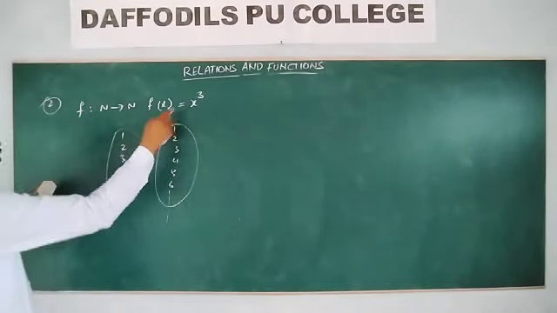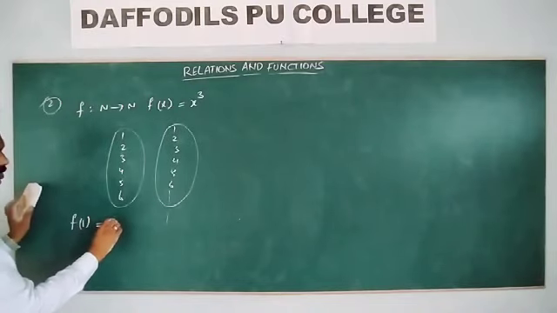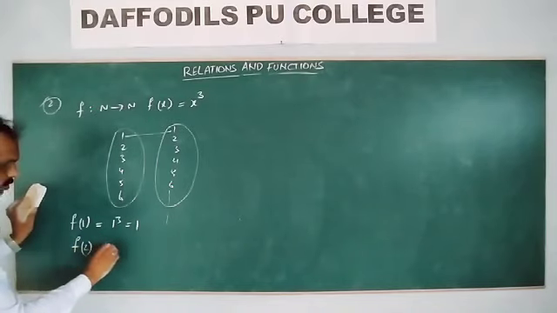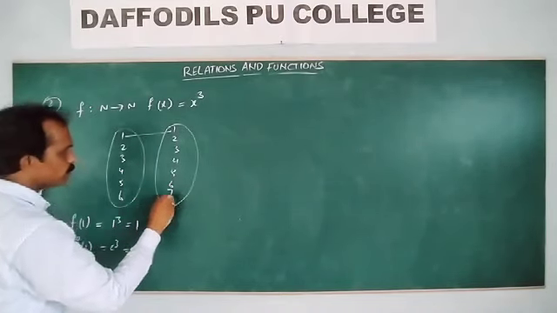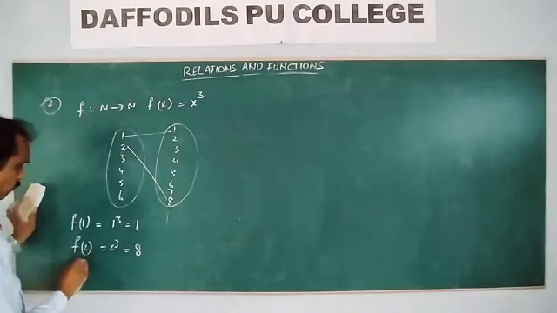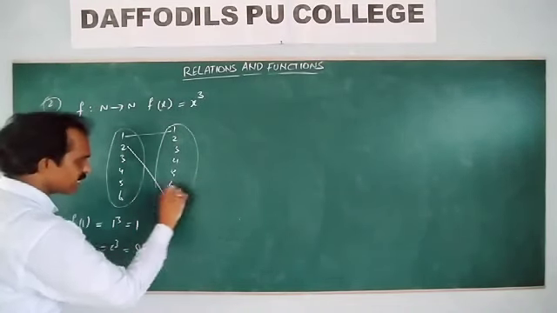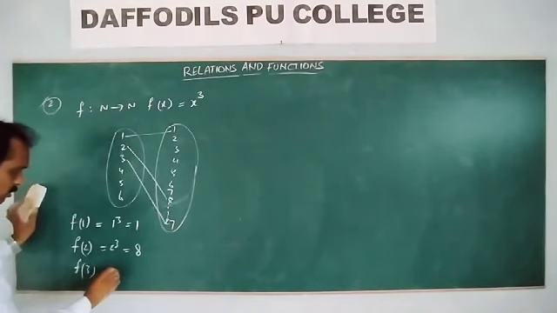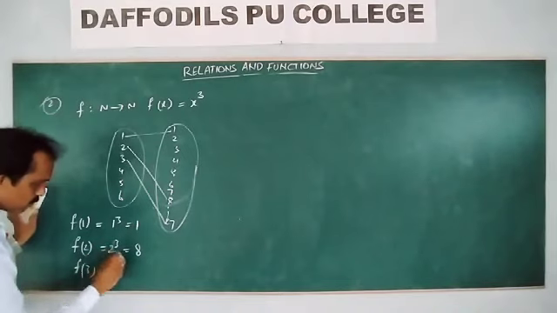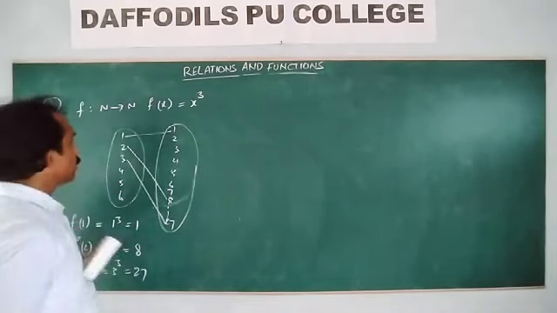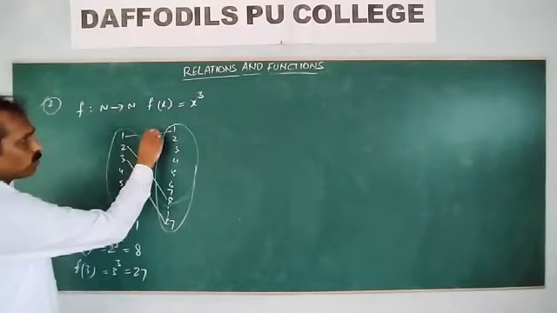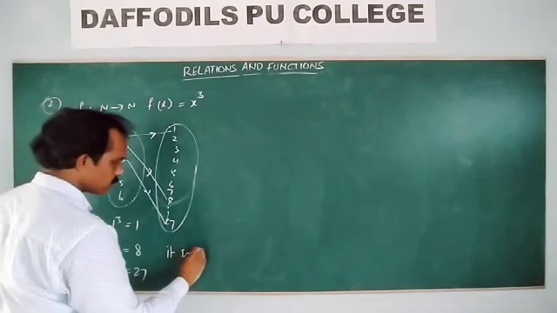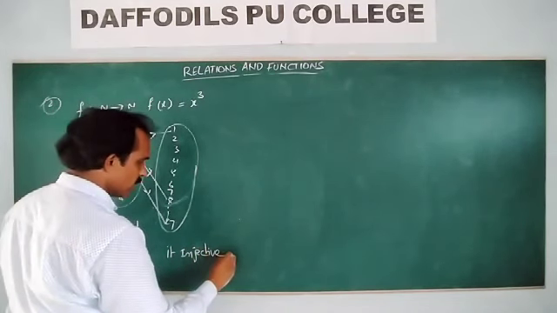Right. For 1, what is 1 cube? It is equal to 1. For 2 cube, it is 8. For 3 cube, it is 27, and so on. Okay, for these values it is clearly one-one. Check the injective, so it is an injective function.